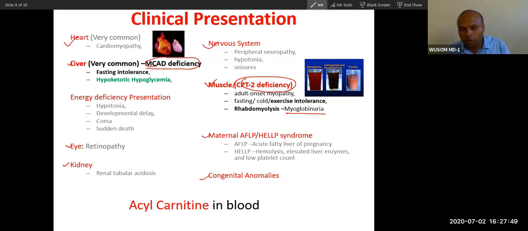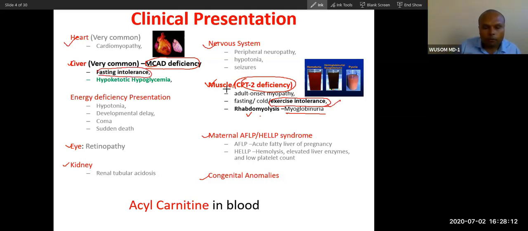You can see the urine is dark in color, and this is because of damage to muscle. Skeletal muscle damage is called rhabdomyolysis. In such a condition, the patient will not be able to exercise, so here you will find exercise intolerance. In the other condition, you will see fasting intolerance.